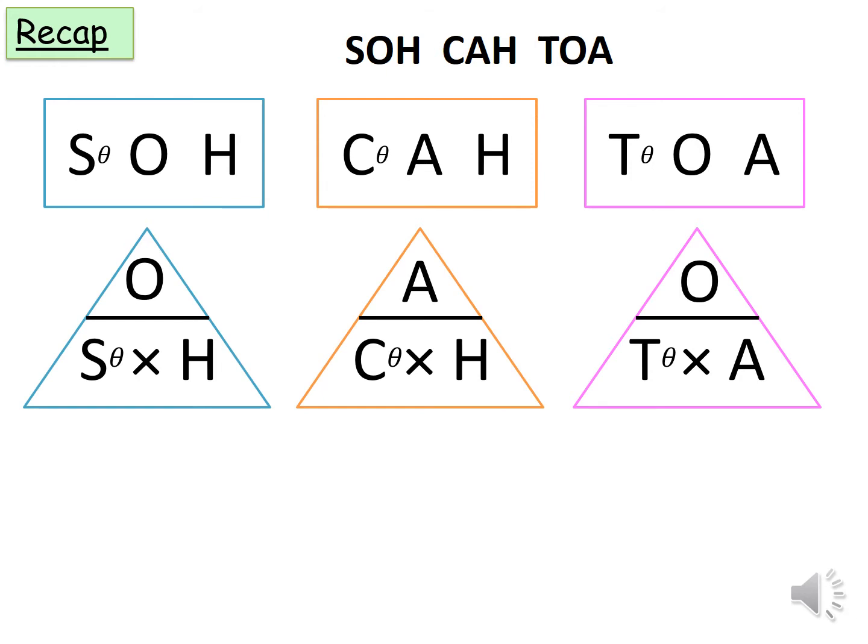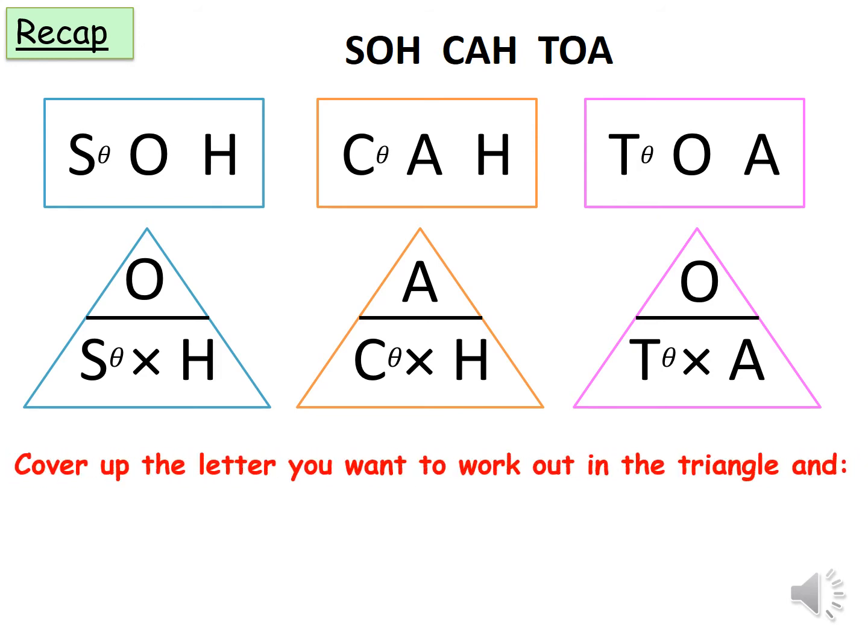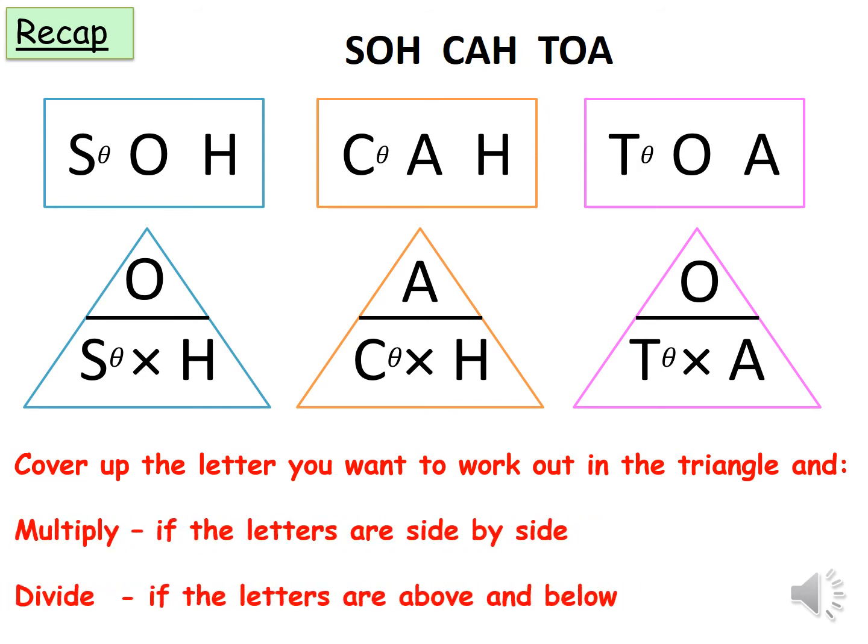The method that we need to use to work these formulas out is the following. What you need to do is cover up the letter you want to work out in the triangle. You're going to multiply if they are side by side and divide if one is above the other. So what do I mean by that?